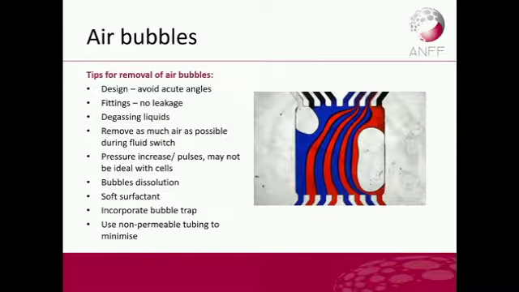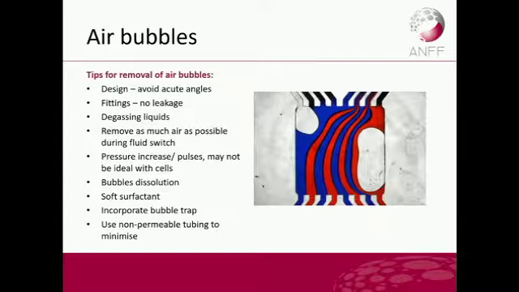And in some ways, you can create a pulse of pressure just slightly to move the air bubble along, and then you can remove it on the other side. Now, depending on your system, if you have cells in there, obviously you don't want to put more pressure in there, that might not be a good idea. Bubble dissolution: if you have pressure on both ends, you can force the bubbles to redissolve into the liquid. That might be one way to remove them.